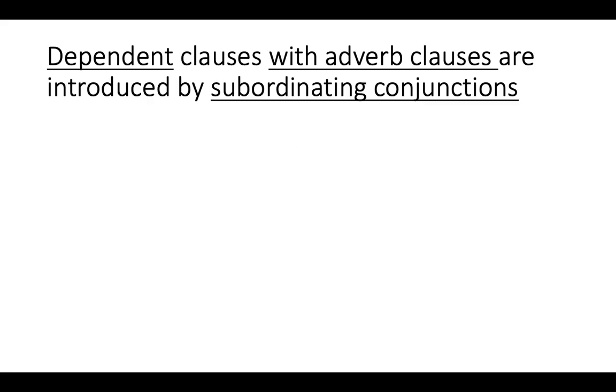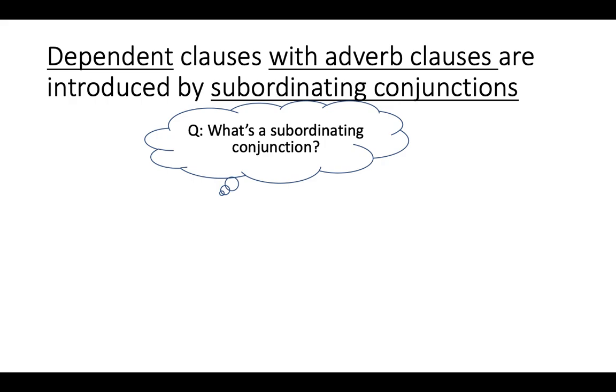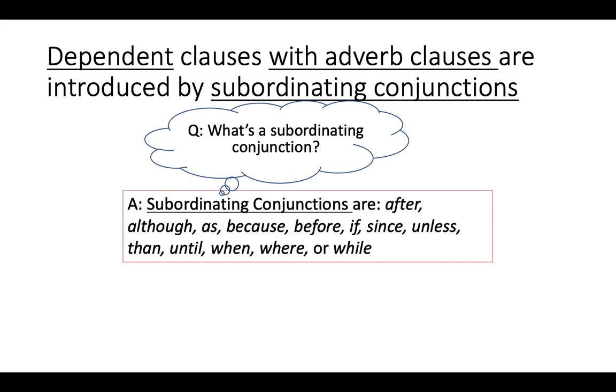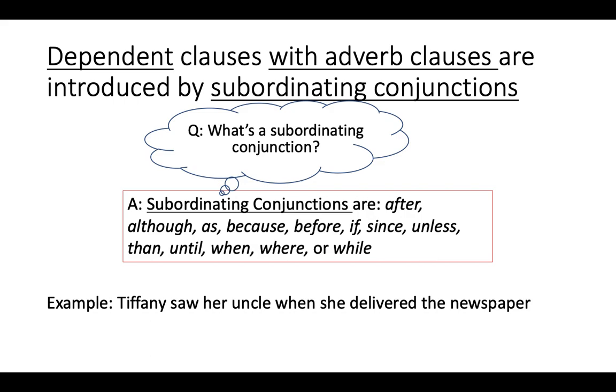So when a dependent clause acts like an adverb, okay, they are introduced by subordinating conjunctions. Well, Miss Cruz, what's a subordinating conjunction? I can tell you. Subordinating conjunctions are words like after, although, as, because, before, if, since, unless, than, until, when, where, while. Get the picture? So in the example, Tiffany saw her uncle when she delivered the newspaper, the subordinating conjunction would be the word when. So that is my flag that I'm looking for.